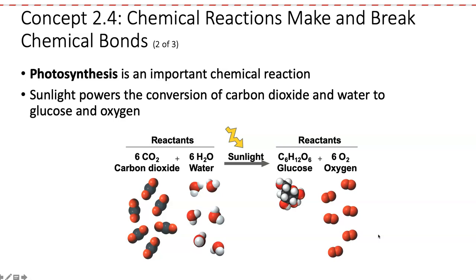One of the things that's very interesting that we'll be looking at later in the semester is photosynthesis. Photosynthesis is a really important chemical reaction to life. Without it, life as we know it wouldn't exist on this planet. In this case, sunlight is powering the conversion of carbon dioxide and water into glucose and oxygen. Now I have a little typo here. This should say products, and I'm sorry about that, but just pretend that it says products.